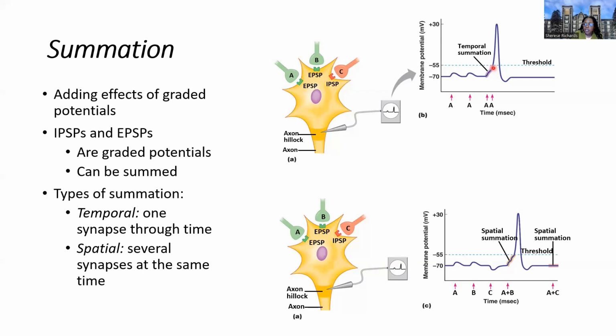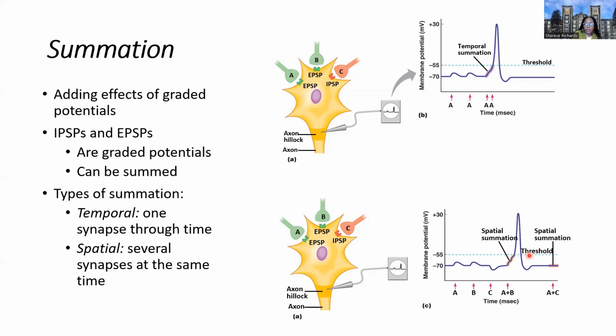And then for spatial summation, they're coming in close enough in terms of their spatial location, right, at the same time. And so now we have two smaller graded potentials and an IPSP, which is our hyperpolarizing event, and we add those together, and that is enough to get us to threshold, so we do eventually fire an action potential.